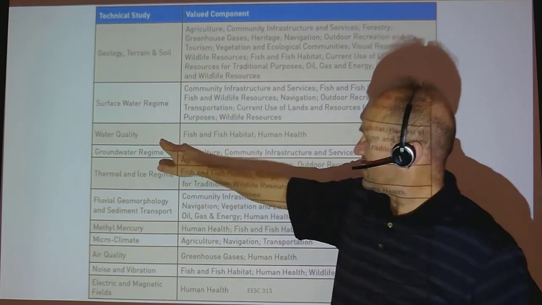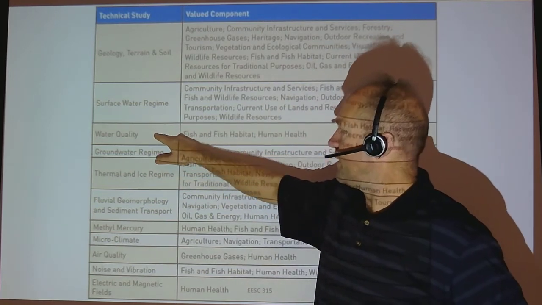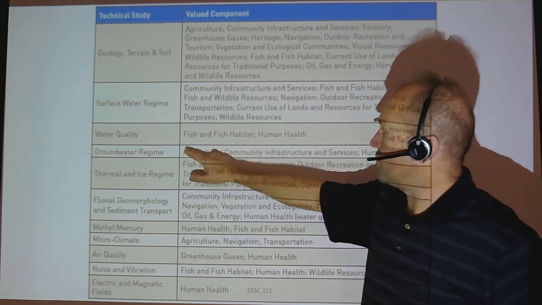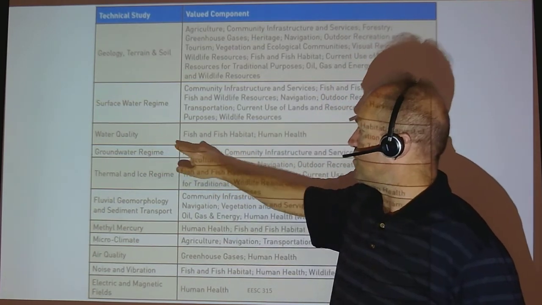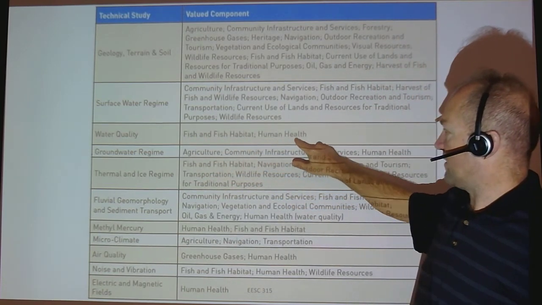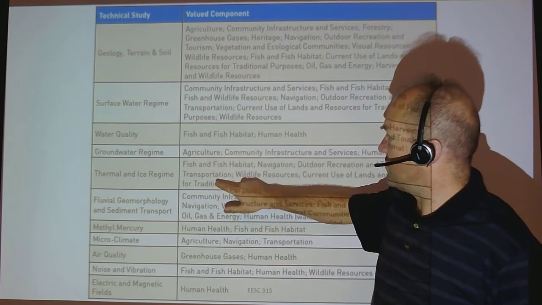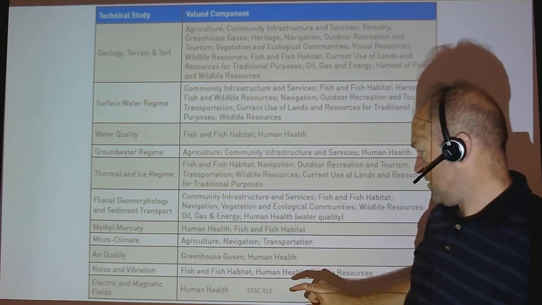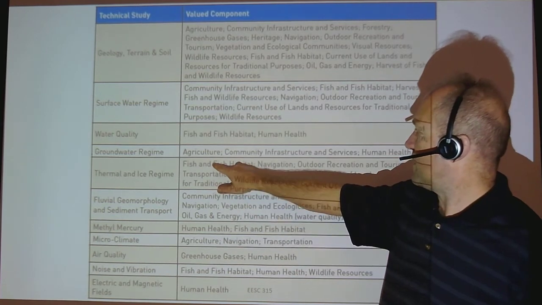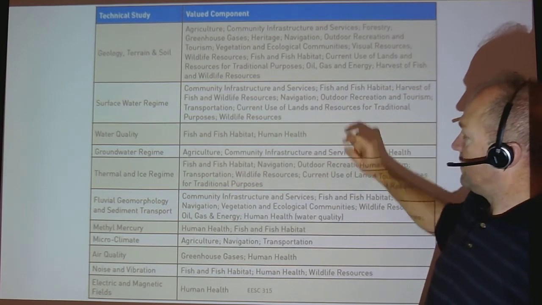My specialty is water quality. As you look through those reports, you might see my name on them. These feed into VCs. Water quality is not in itself a valued component, but water quality affects fish and fish habitat, and it affects human health because people drink the water. You'll notice that fish and fish habitat shows up in a number of different areas. It's affected by noise, methylmercury, thermal and ice regime, water quality, surface water regime. I'm sure it's in here. Yes, there it is. Same with human health.